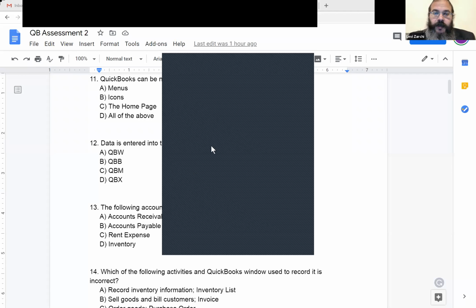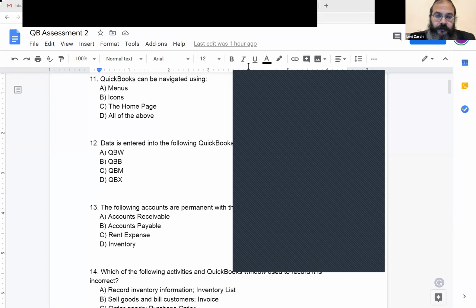Okay, question number one. QuickBooks can be navigated using menus, icons, homepage, and all the above. Happy to say, at least from all the respondents today, they all got the right answer. As I always say many times, you can do various things multiple ways. We have the menus, the icons, and the homepage to navigate QuickBooks.